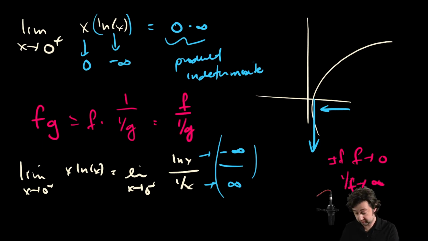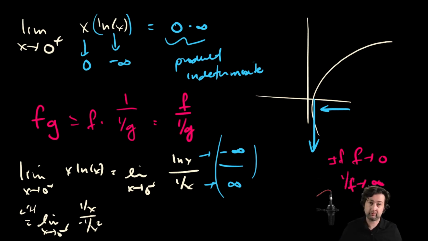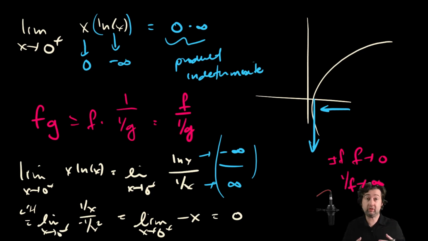So let's apply it. By L'Hopital's rule, that limit then is equal to 1 over x over minus 1 over x squared. The derivative of the top is 1 over x. The derivative of the bottom is minus 1 over x squared by the power rule. And so if I do some algebra and rearrange this, I'm going to get the limit as x goes to 0 from the right of minus x. And that limit is continuous at 0, so I can just plug in the number and get 0. That's generally the approach to these 0 times infinity type exercises.